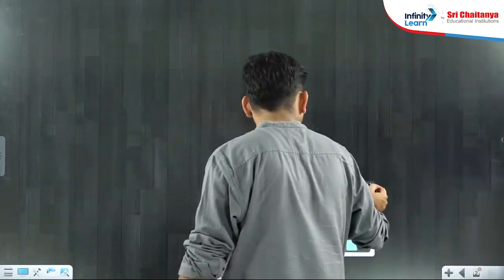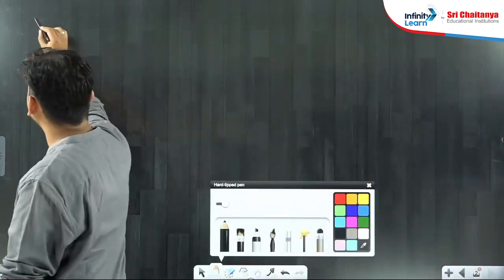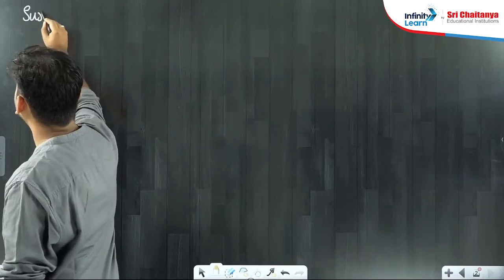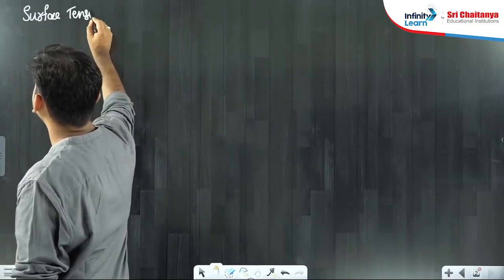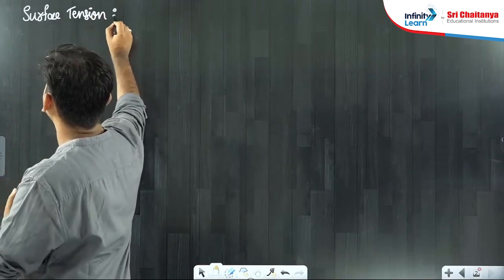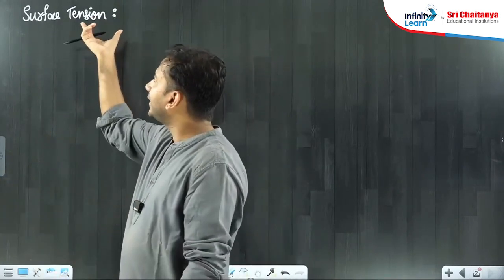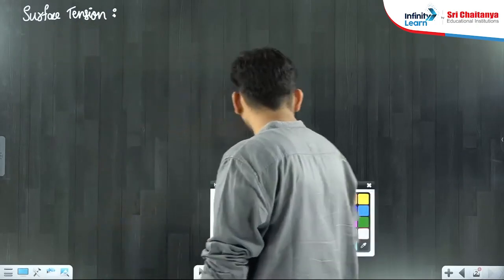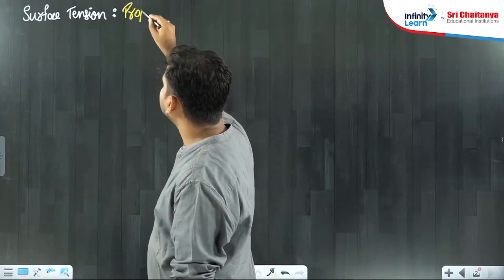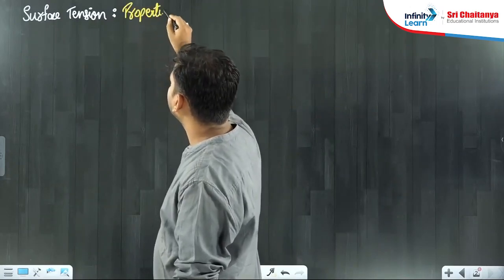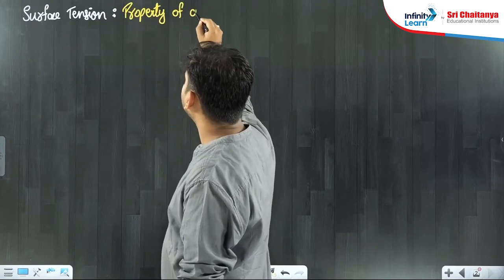Now, today we are talking about surface tension particularly. So what do you mean by this term surface tension? The term itself is trying to give you a hint. Surface tension means a kind of tension created on the free surface of a liquid. So I will say, it is a property of a liquid, and we are strictly talking about real liquid now.